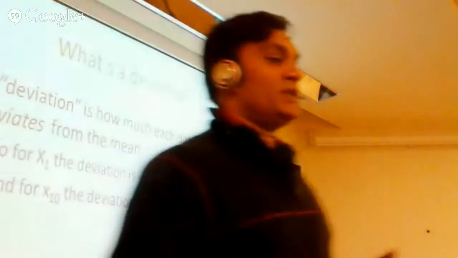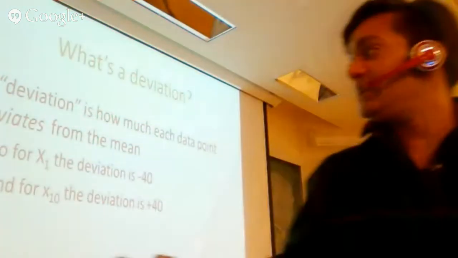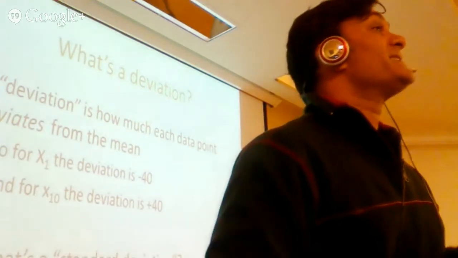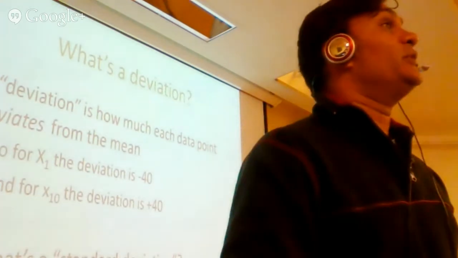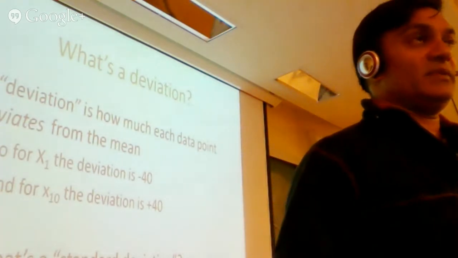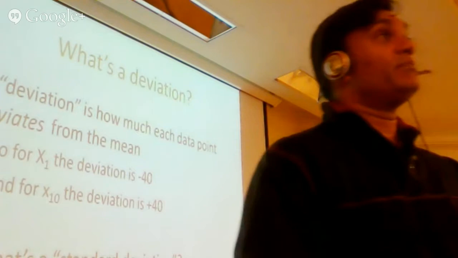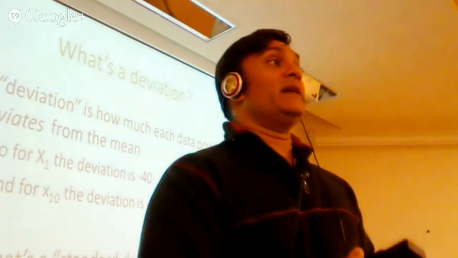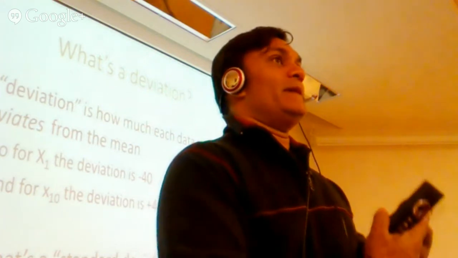So a deviation is how much each data point deviates from the mean. For the first data point in that sample, it's minus 40. For the last one, it's plus 40. What's a standard deviation? Standard deviation is the typical deviation in our sample.